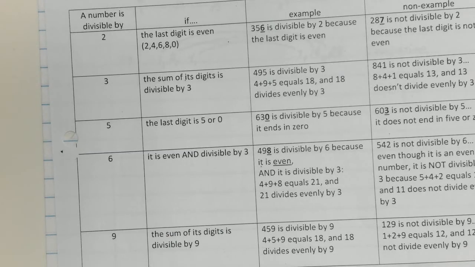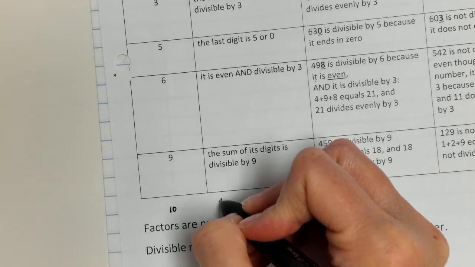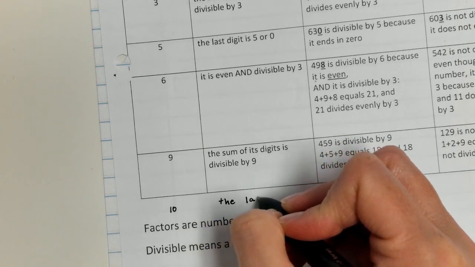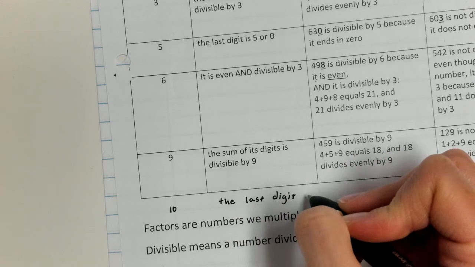How do I know a number is divisible by 10? Because if the last digit is a 5 or a 0, that's 5. But 10 does. I'd look at the last digit for 10. And if the last digit is a 0.